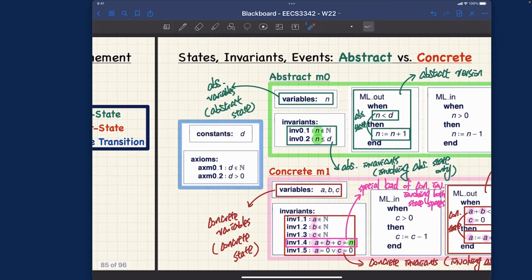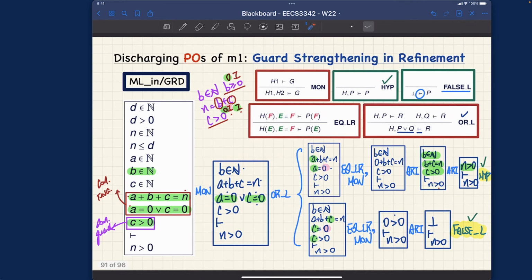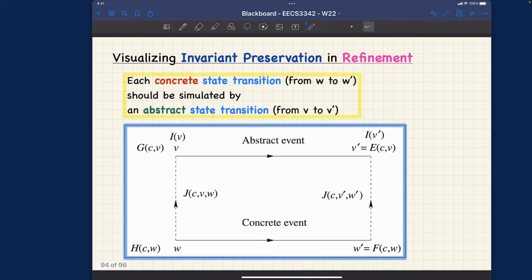Okay, let me go back to this diagram here. I only want to highlight a few things and then we are done for this part. Okay, and this diagram is really trying to say the following. We want to say each concrete state transition, which is over here, is simulated by an abstract state transition correspondingly over here. Okay, so what you want to think about is this part over here is a concrete state transition. Okay, let me just annotate it. So this part over here is really a concrete state transition.